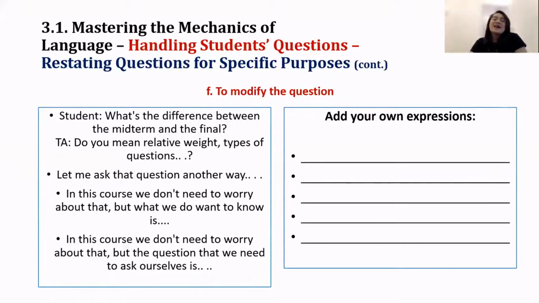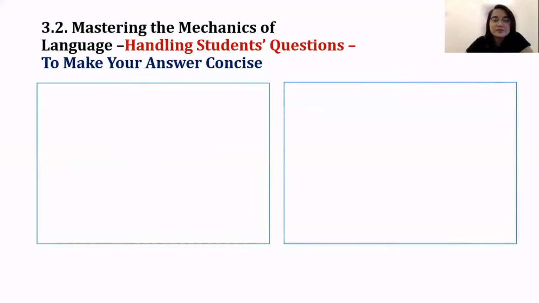Right. This is for 3.1. We're done with that. So it's handling students' questions by restating questions for specific purposes. The specific purposes are in 6 types, right? From A to F. Next one, we are moving to 3.2, still about handling students' questions, but it is to make your answer concise, to make it brief, and then make it effective. Let's find out.